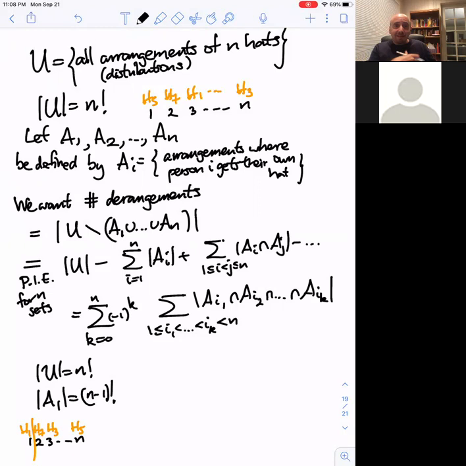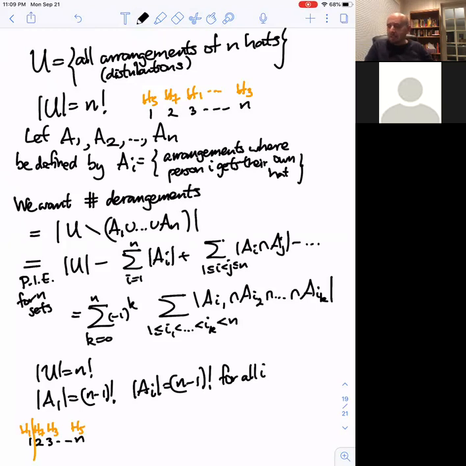And in fact, I don't think it mattered that it was person number 1 that I insisted getting their hat back. Person number 5, if I insist that they get hat H5, again, make them go sit in the corner with their hat and everybody else just gets arranged arbitrarily. That'll count the number of such arrangements where 5 gets their hat back. So this is really (n-1) factorial for all i.